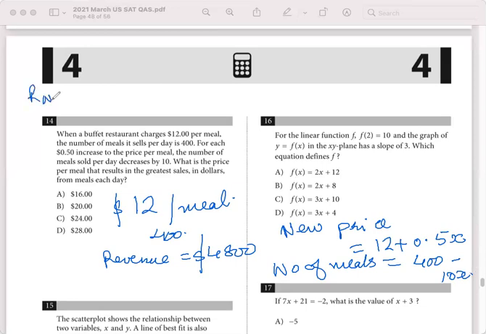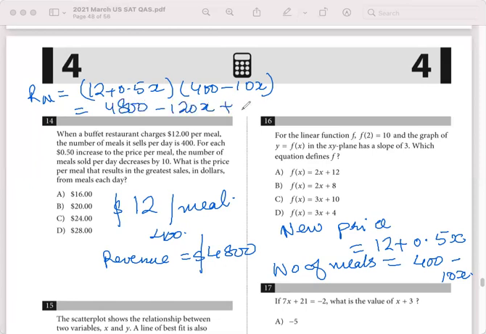So the new revenue will be 12 plus 0.5x multiplied by 400 minus 10x, right? Because revenue is the number of meals sold multiplied by the cost of each meal. And this, if we open the bracket, becomes 4,800 minus 120x plus 200x minus 5x squared. So let me write this here.